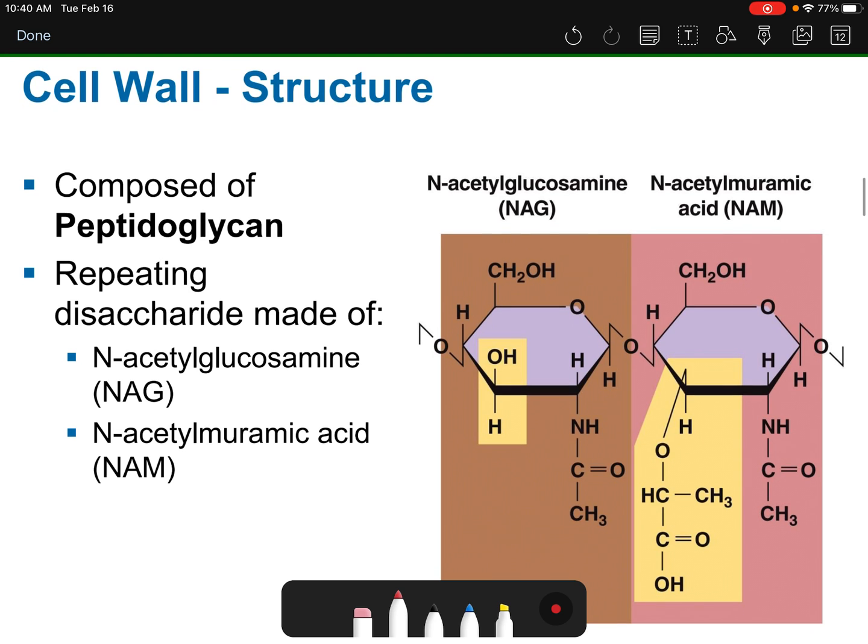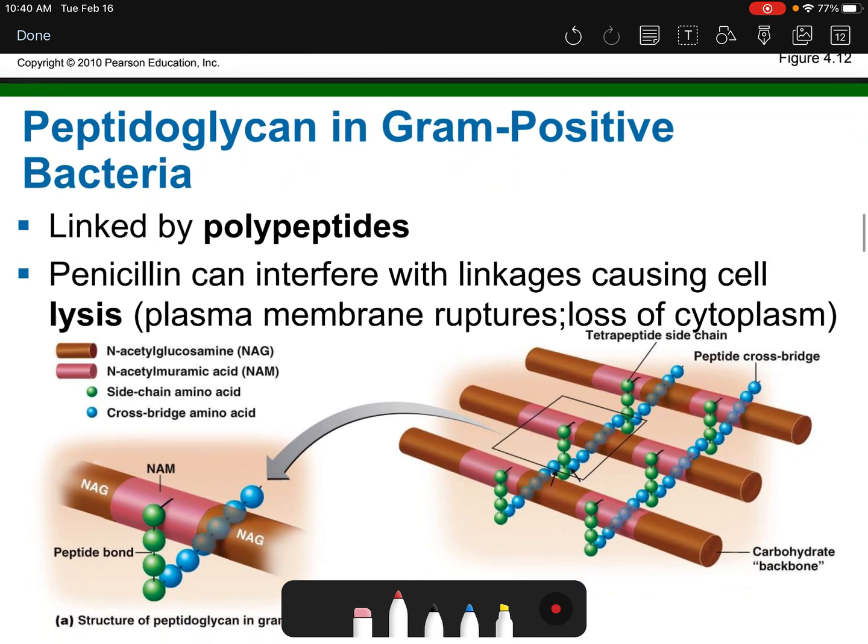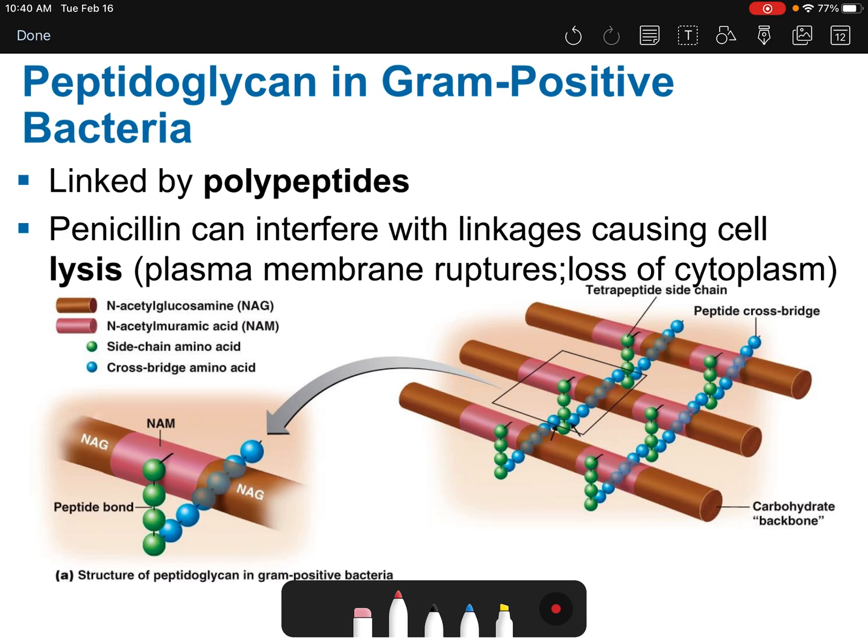So if you remember from the last chapter that the cell walls of bacteria are composed of a substance called peptidoglycan. And these are repeating disaccharides made up of, I'm going to call them NAG and NAM, N-acetylglucosamine and N-acetylmuramic acid. We'll show you that structure here in just a minute. But it's linked together by polypeptides. And one thing about it is penicillin, here's one of our first antibiotics, can interfere with the linkages.